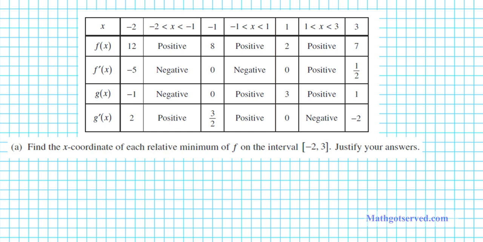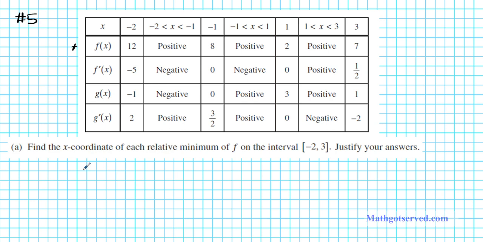All right, let's take a look at the A part. The A part of number 5, let me go ahead and write down the number here. This is number 5. It says find the x-coordinates of each relative minimum of f on the interval from -2 to 3. So for the entire function, remember we're just focusing on f. Where do we have a relative minimum? You have a relative minimum when f changes from decreasing to increasing.